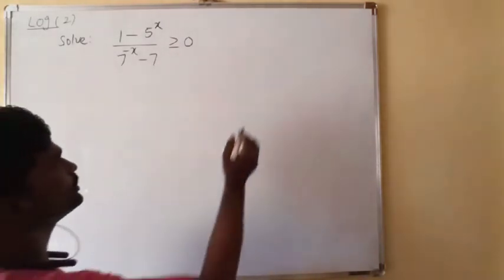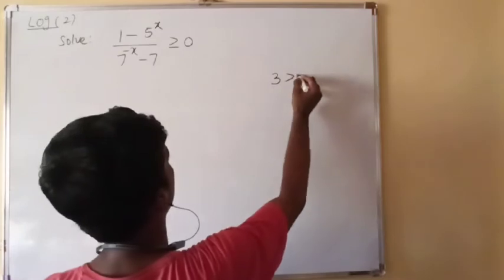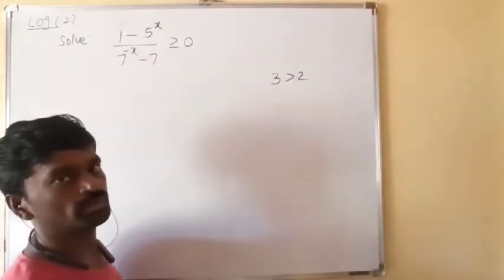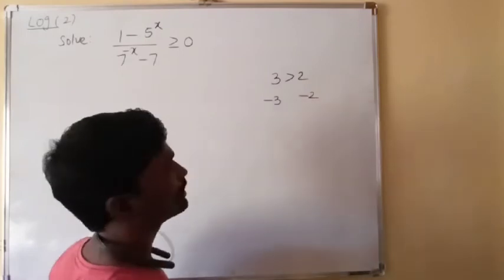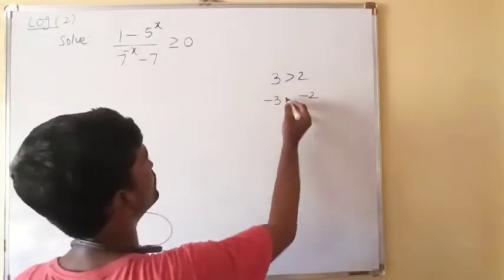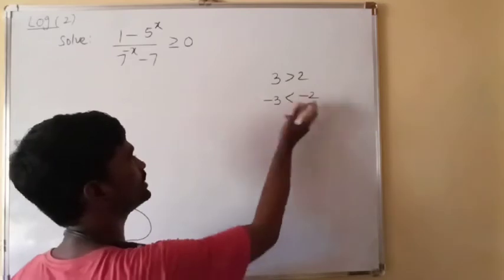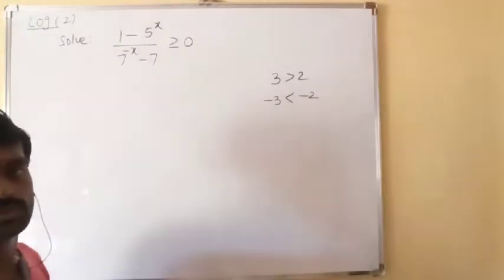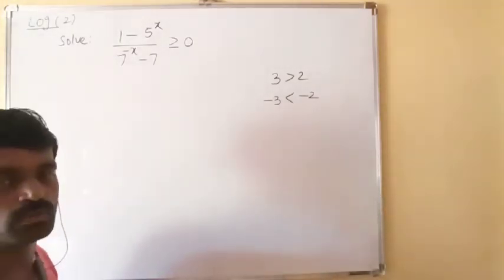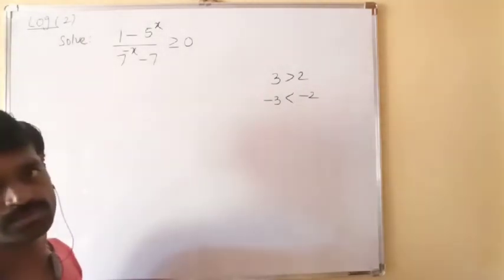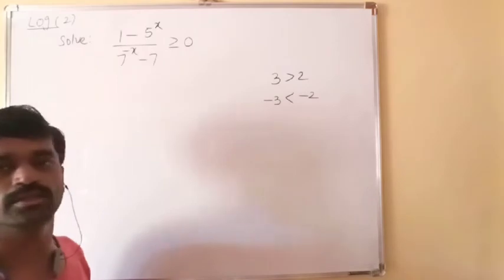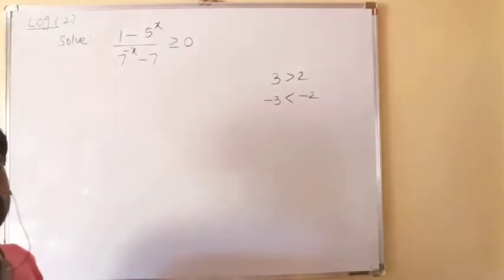Okay, so if you observe, 3 is greater than 2. Am I correct? If you multiply with -1, what you will get? -3, -2. So the greater than symbol becomes what? Less than only, because -3 is less than -2. So if you multiply with a negative quantity on both sides of the inequality, the inequality will change. If you multiply or divide with any negative quantity, the inequality sign will change.